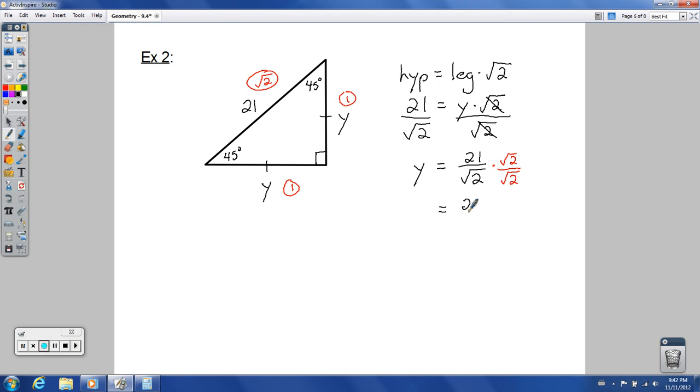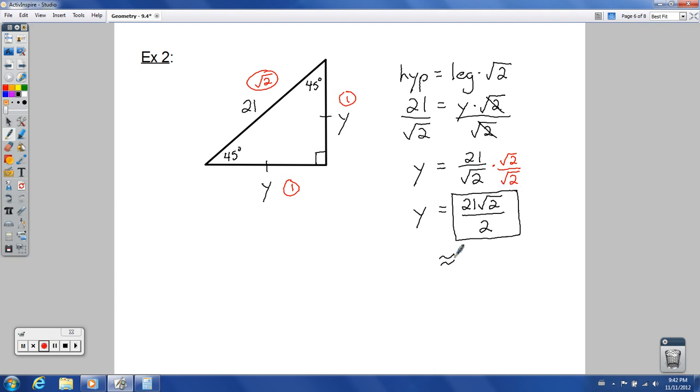And then we'll have here 21 radical 2 over the square root of 2 times itself. Anything the square root times itself is just that number by itself. This is like the square root of 2 squared, so the square root and square will cancel. 21 and 2, if they had a factor in common, I could reduce, but they do not. So 21 and 2, can't reduce that at all. This becomes my final answer in an exact form, simplified radical form.